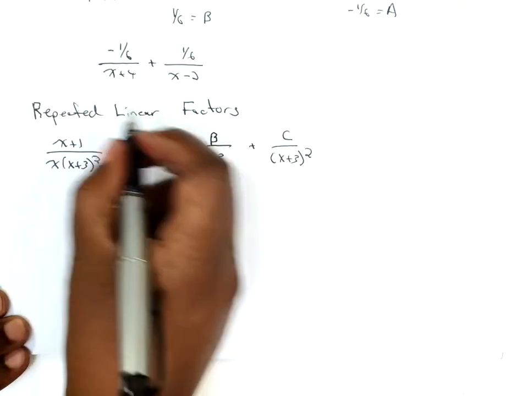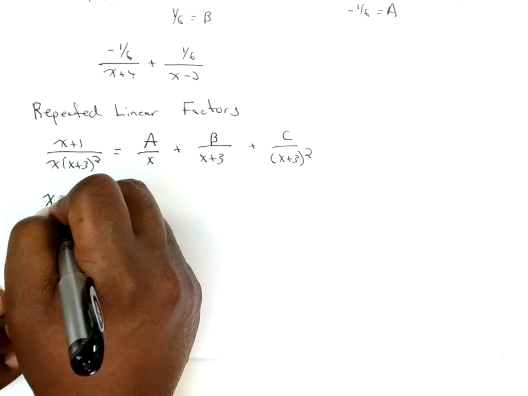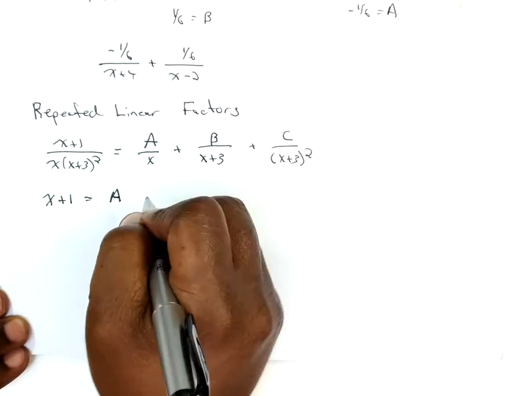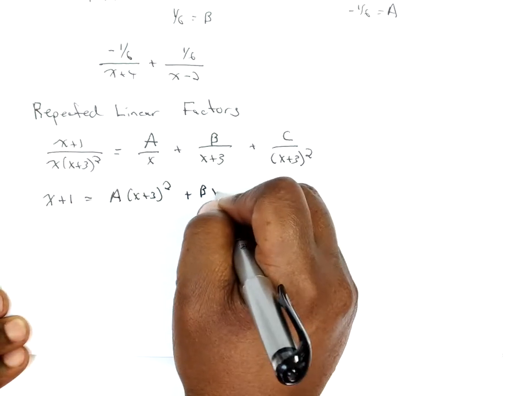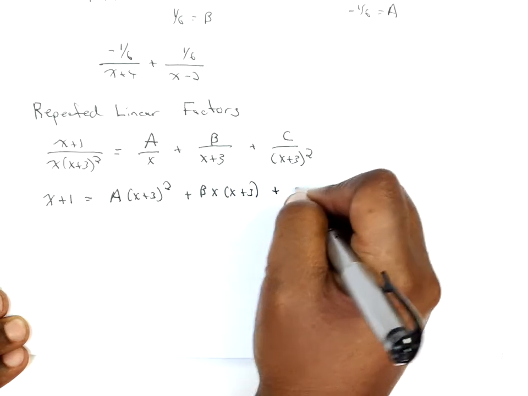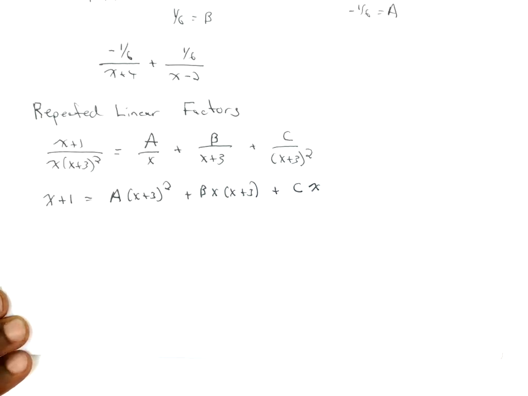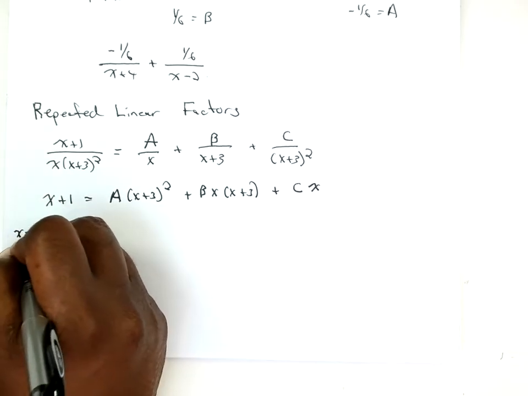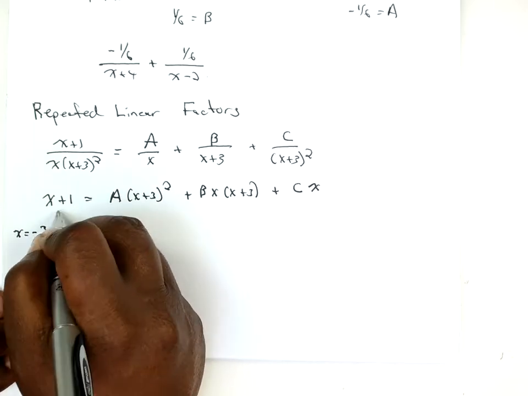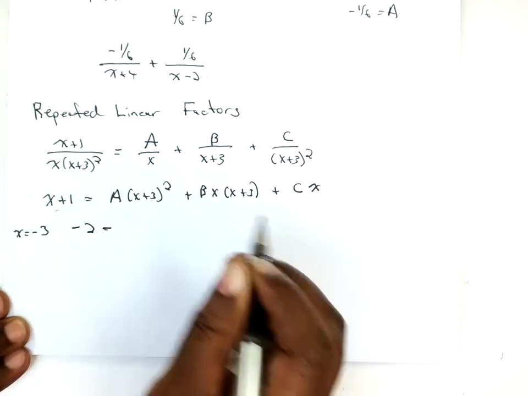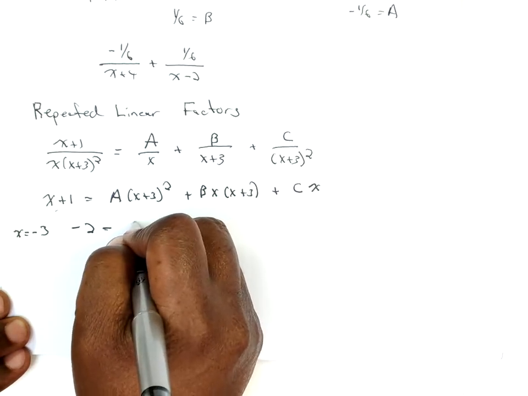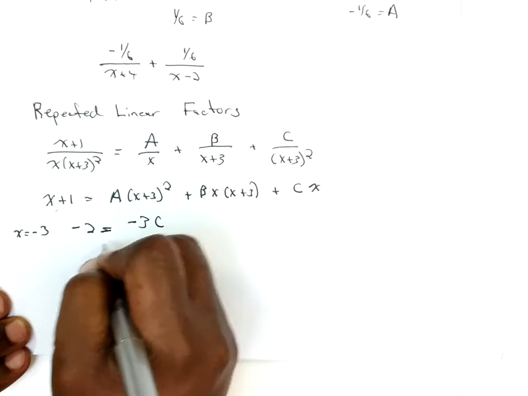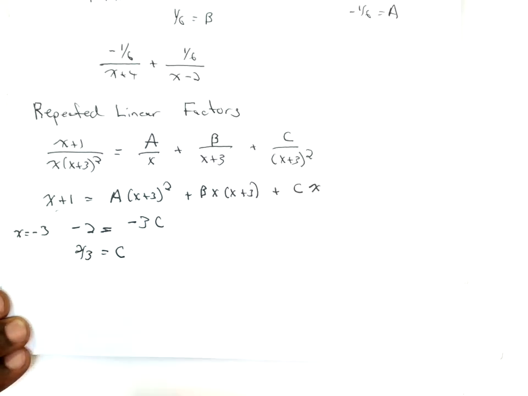So again, do the same thing, multiply it through. We get x plus 1 equals a times x plus 3 squared plus b times x plus 3 plus c times x. I'm going to let x equal negative 3. And when I plug in negative 3 here, I get negative 2 equals, this term goes away, this term goes away. So I get c times negative 3. So 2/3 is equal to c.